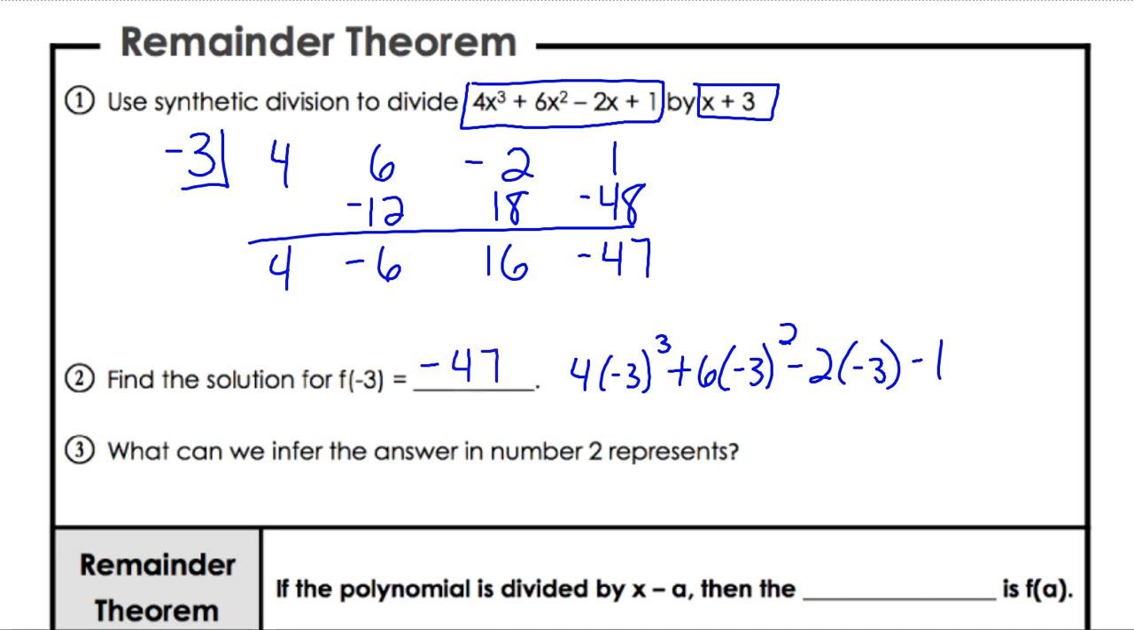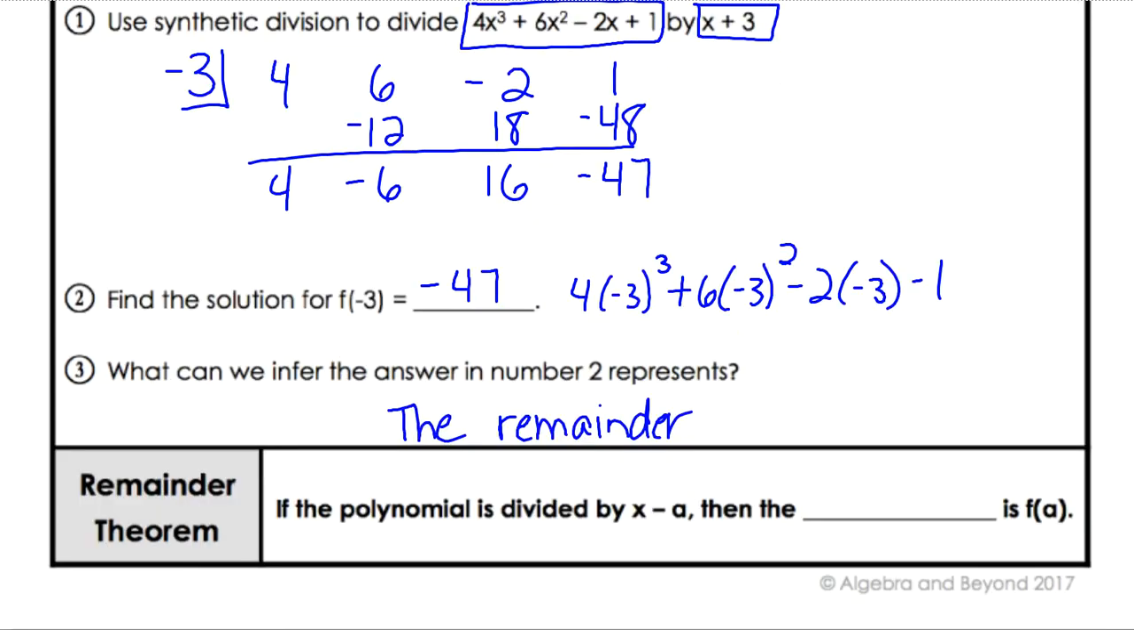So what that means is that when I substitute in the solution for the factor that we're dividing by, it will give me the remainder. So it's kind of a shortcut or a way to find that remainder without having to do your division. So here's what the theorem says. It says if the polynomial is divided by x minus a, so that's what we did in our synthetic division, then the remainder is f of a. So we can find that remainder by substituting the a value in instead of dividing.